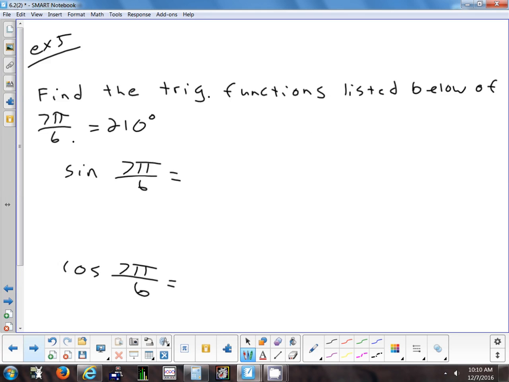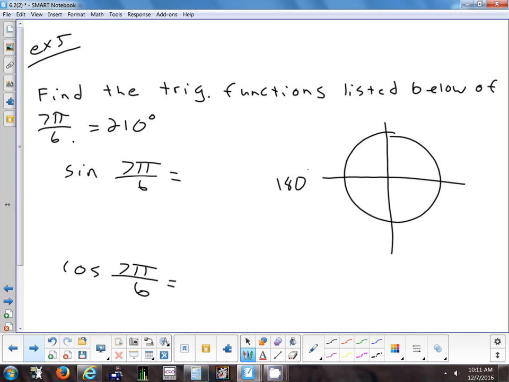Is that a multiple of 30 or 45? It's a multiple of 30. So this is going to involve what two numbers in the coordinate? Yep. We just have to get them in the right order, and we have to figure out positives and negatives. Where is 210? Third quadrant, closer to 180, closer to 270, right in the middle. Yeah, it's closer to 180. So there's my triangle.